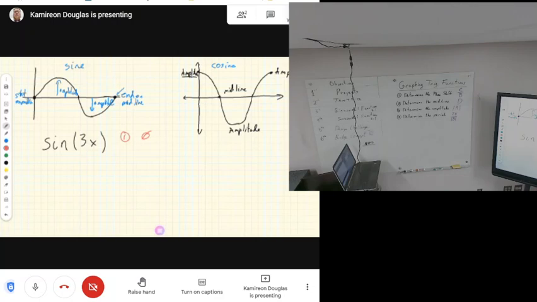What about the midline? How far has it moved up or down? None. There's no number on the outside. Next. Amplitude. How far is it stretched up and down? None.